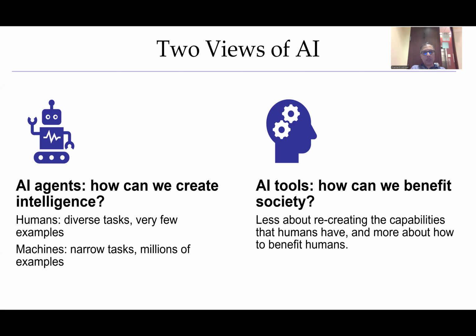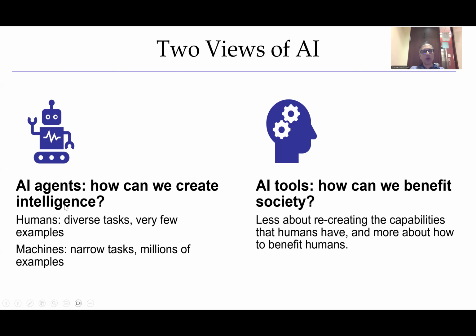So in general, most of the successes of AI have been in performing narrow tasks based on millions of examples, whereas humans are able to perform lots of diverse tasks, right? So of course, the goal is to make AI agents do exactly this, be able to perform diverse tasks with few examples. So that is one goal.